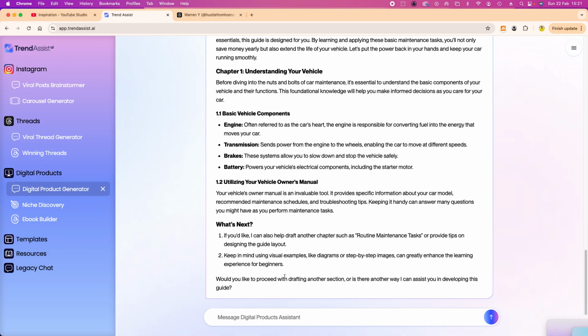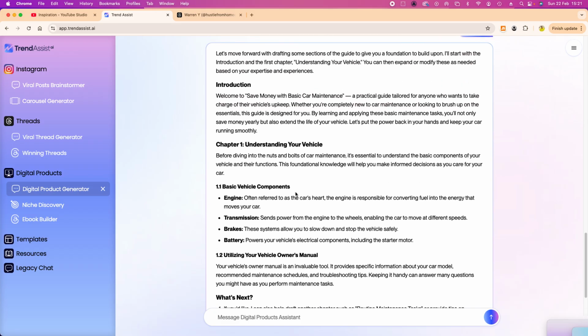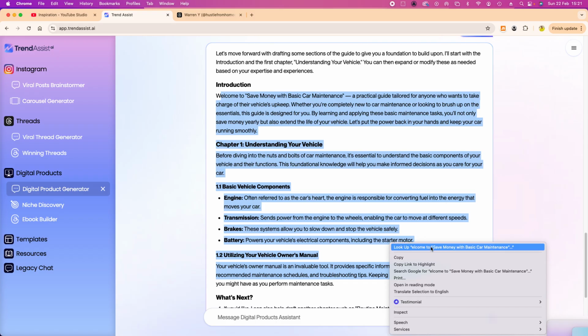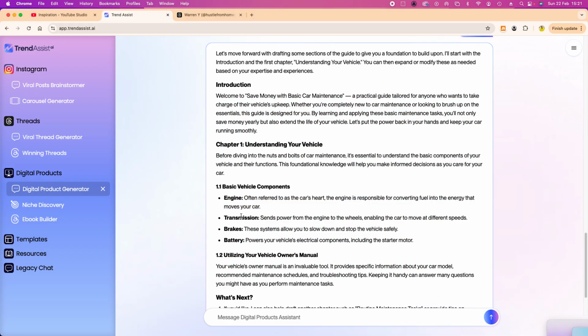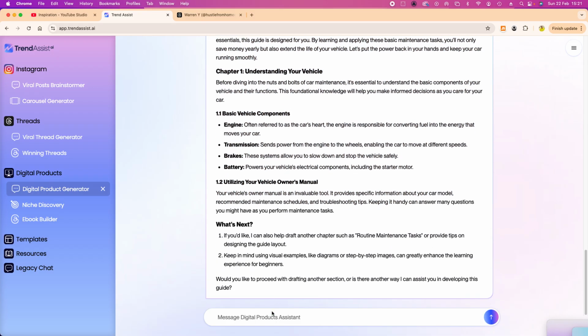You just copy and paste. Would you like to proceed with drafting another section? And it's basically breaking it down. So then you copy and paste that into your Word document, bang, and you'll keep moving along. Yes, give me what's next, and so on, until you come to the end and you've got your PDF, you export it, and voila. That is it. You, as a mechanic, have monetized yourself.